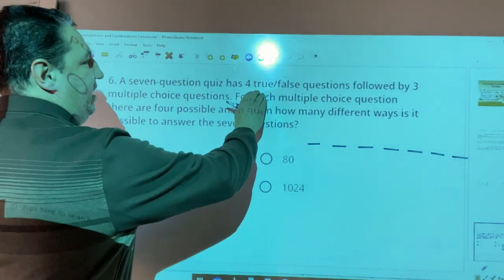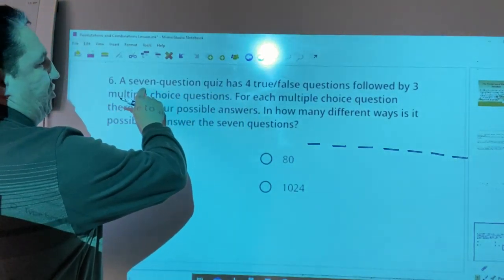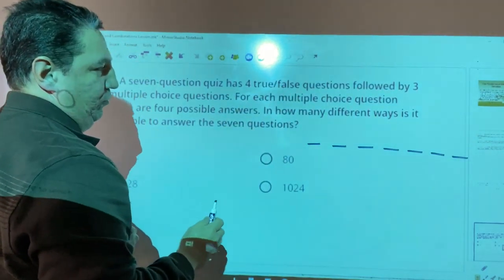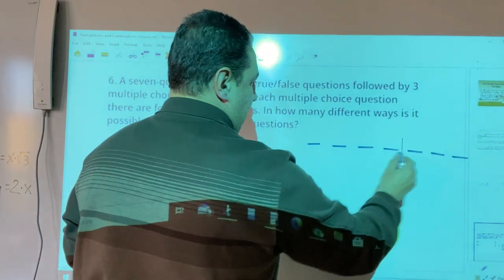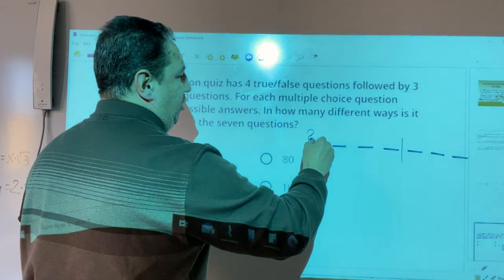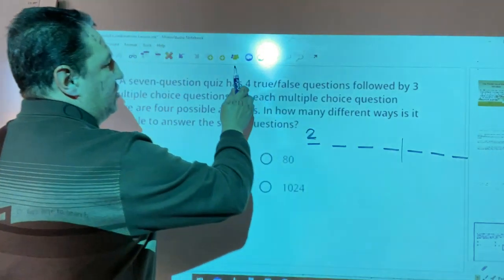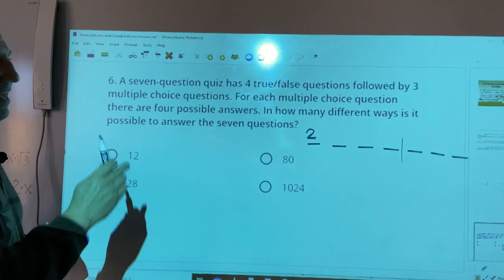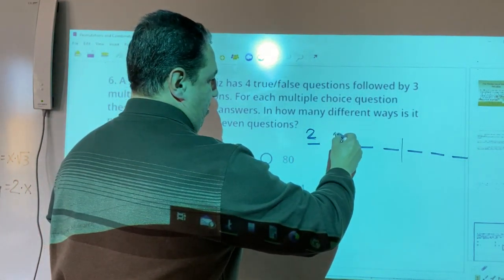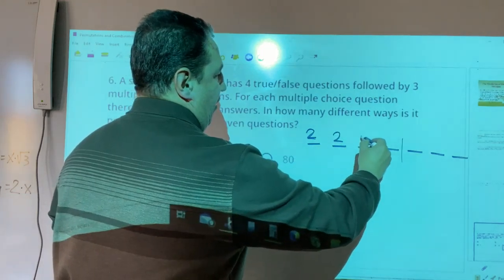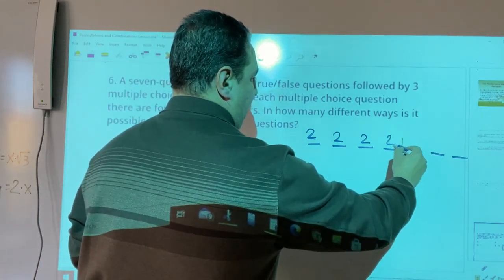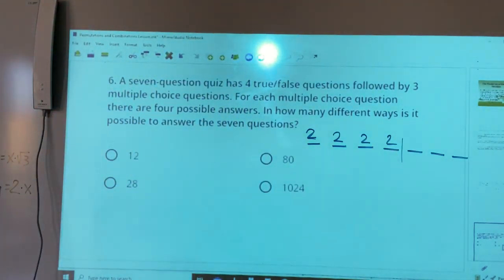The first 4 activities are questions of the type true or false, right? So the first activity can be done in 2 ways, right? Why? Because we have only 2 possible answers, true or false. Second question in the same way, 2. A third question in 2 ways. Fourth question in 2 ways. Good?